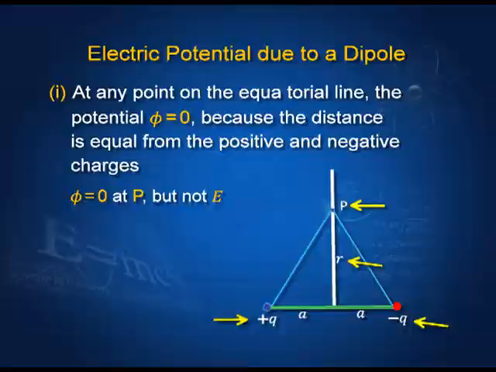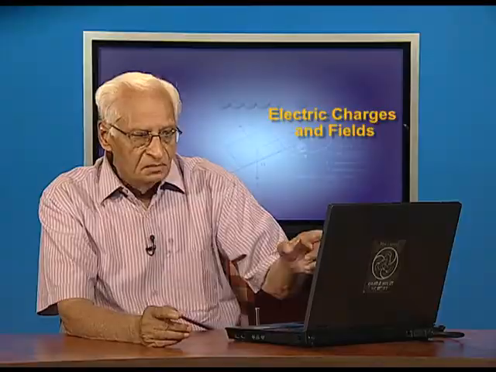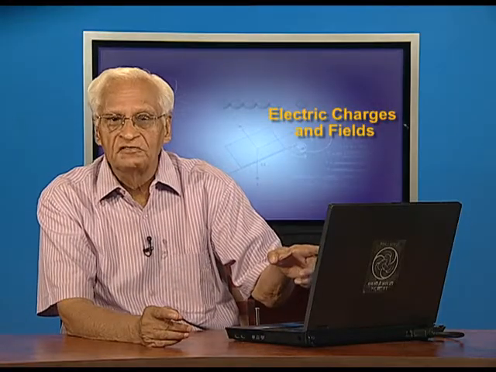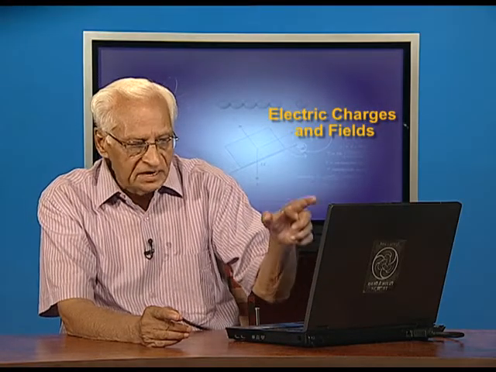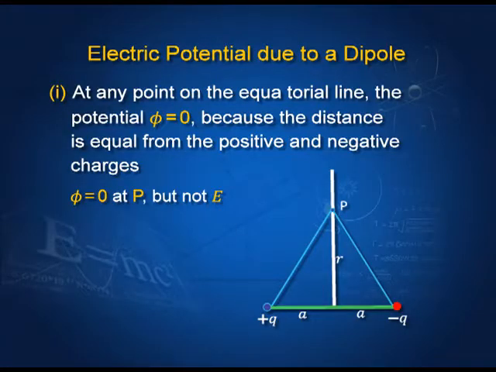So, what we do is find the potential at P due to q, which is q by this distance, and then due to minus q, the potential at P is minus q divided by this distance. Since these two distances are equal and these are two opposite charges, the potential at P is equal to 0. But the electric field, as we found in the last lecture, at P is not equal to 0. The electric field is in this direction, whereas the potential is equal to 0.